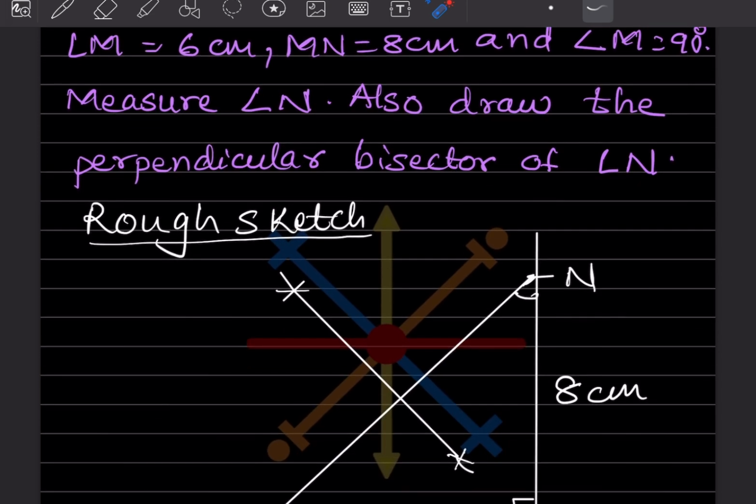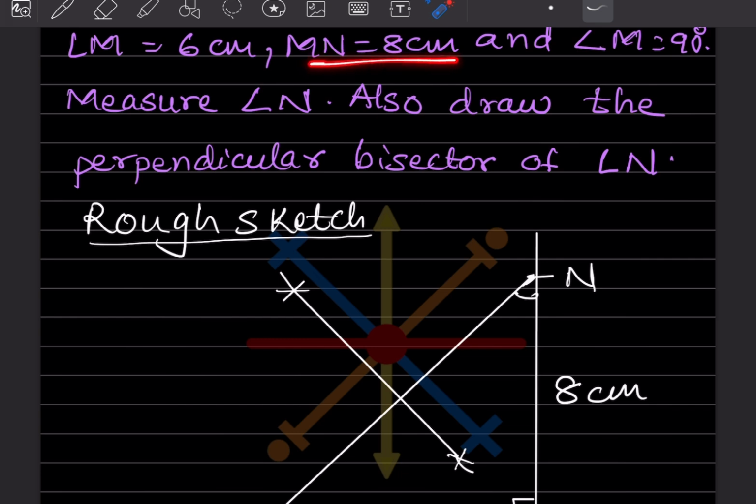So we'll start with LM, that is 6 centimeter, and this M is given as 90 degrees. So you will construct 90 degree from here. Here you're not going to do it directly. I'll show you how to do it. But right now I'm just showing you a rough sketch. Here should be 90 degree because here is M.